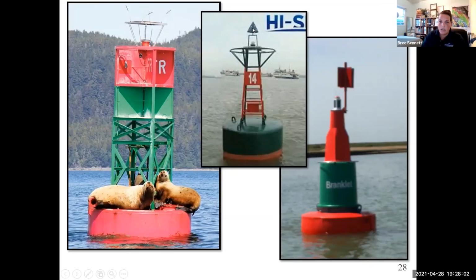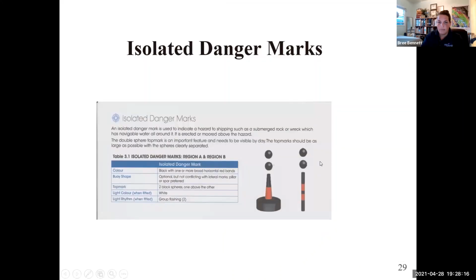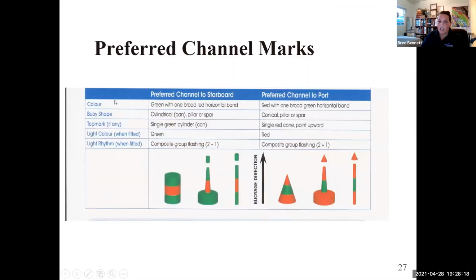Okay, so if it has a top mark, this one they're treated as green because it's green, red, green. This one we treat as red because it's red, green, red. Again, red, green, red. So those are our preferred channel markers.